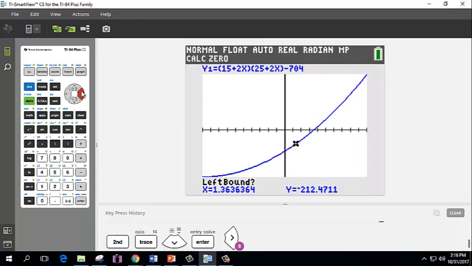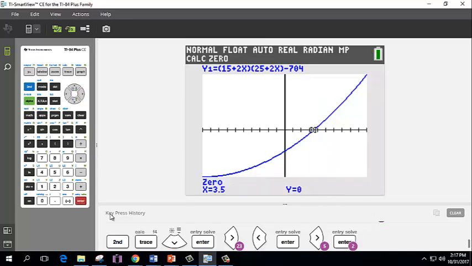We're going to go over here as close to the 0 as possible, and it says left bound. Now remember, left bound, since it's increasing here, we want our y value to the left to be negative, and I look and I see I already have a negative y value. That's cool. Press enter. Now I want the right bound, which means just to the right, so my y value should be positive. Press enter, enter a third time, and it gives me a 3.5. You get a y value of 0.